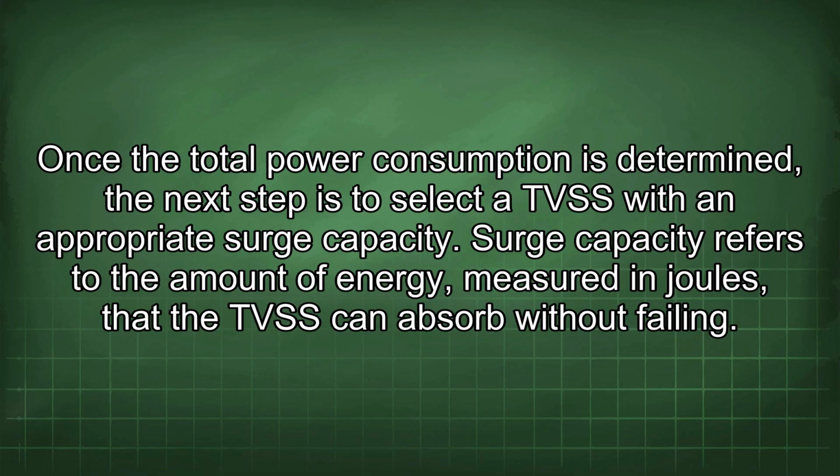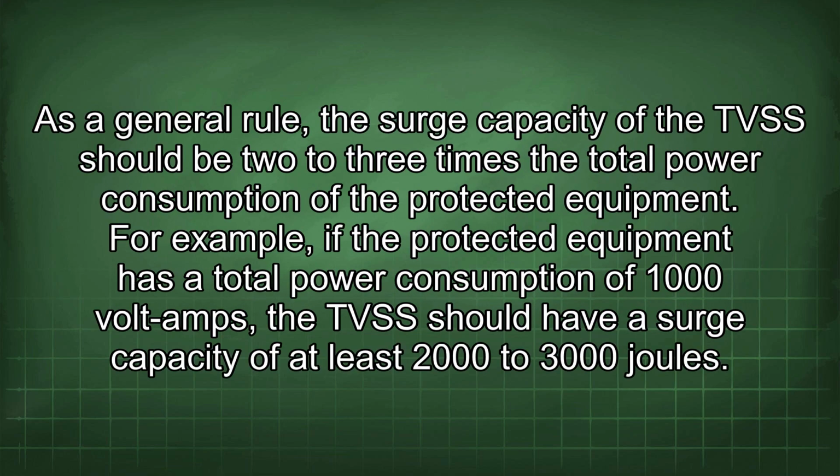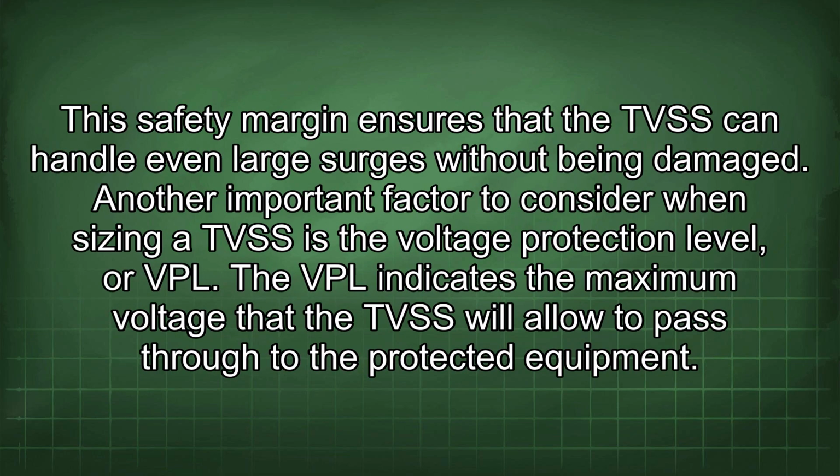Once the total power consumption is determined, the next step is to select a TVSS with an appropriate surge capacity. Surge capacity refers to the amount of energy, measured in joules, that the TVSS can absorb without failing. As a general rule, the surge capacity of the TVSS should be 2 to 3 times the total power consumption of the protected equipment. For example, if the protected equipment has a total power consumption of 1000 volt-amps, the TVSS should have a surge capacity of at least 2000 to 3000 joules. This safety margin ensures that the TVSS can handle even large surges without being damaged.